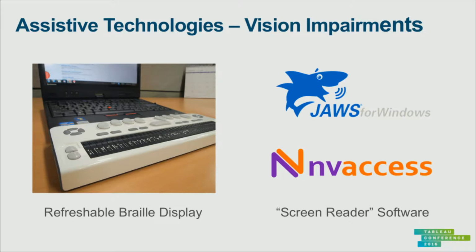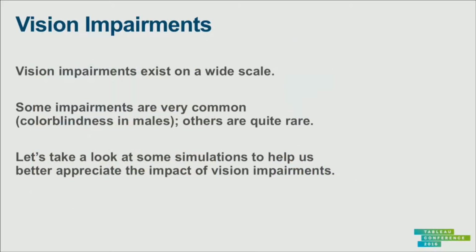JAWS is relatively expensive. It's a couple $1,000s for a license. NVDA is actually free. It's an open source freeware product. All right, so I want to talk a little bit more about vision impairments in particular, because a lot of the computer accessibility guidelines and technologies are around vision. And obviously vision is critically important to the work we're doing in Tableau, since it's primarily a visual-based product.